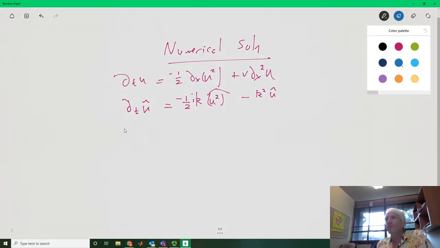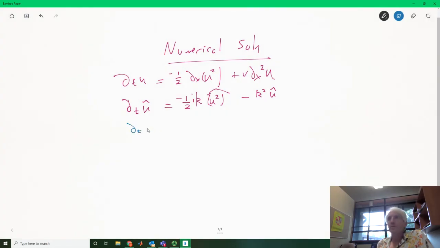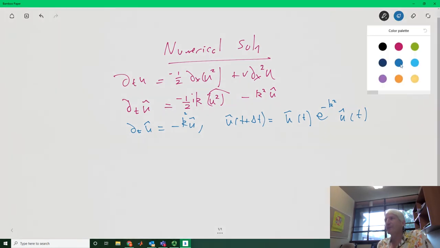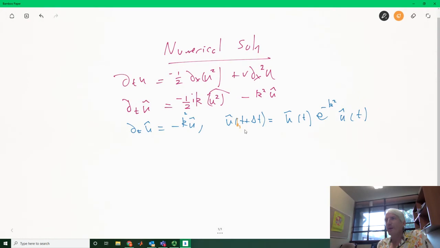So dt of u hat equals minus k squared u hat. Well, that's easy, isn't it? That's u of t plus delta t, and we can solve this exactly, at least in Fourier space: e to the power of minus k squared times u hat. I remember we use u hat as a function of t and k. K is the variable here. Maybe I should have written that in just to be really clear.